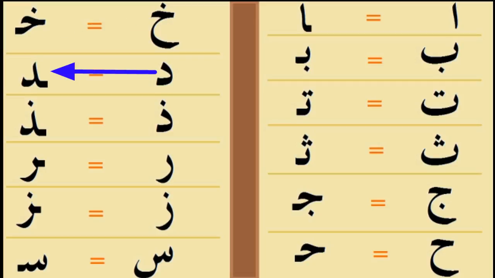A short Dal looks like this. It has a little tail. A short Dhal is the same as a short Dal, but with a dot on top. This is a short Ra. And this is a short Za. The short Sin is just the head of the Sin. The body is missing. Let's turn the page now to learn the short forms of the rest of the letters.